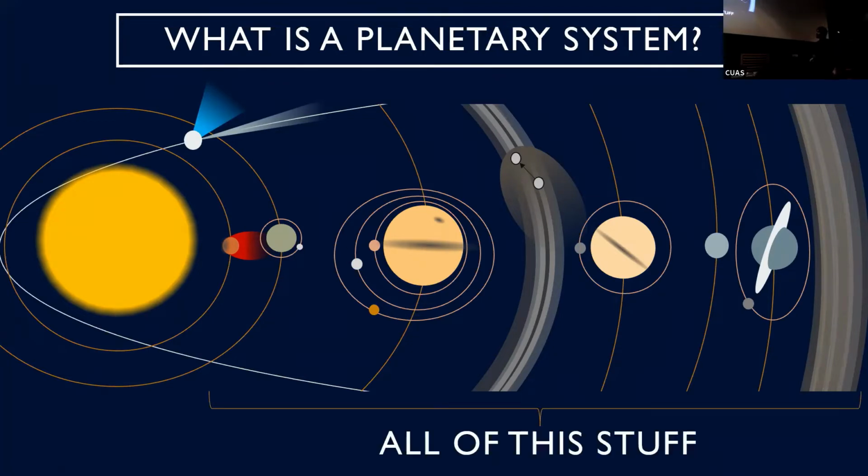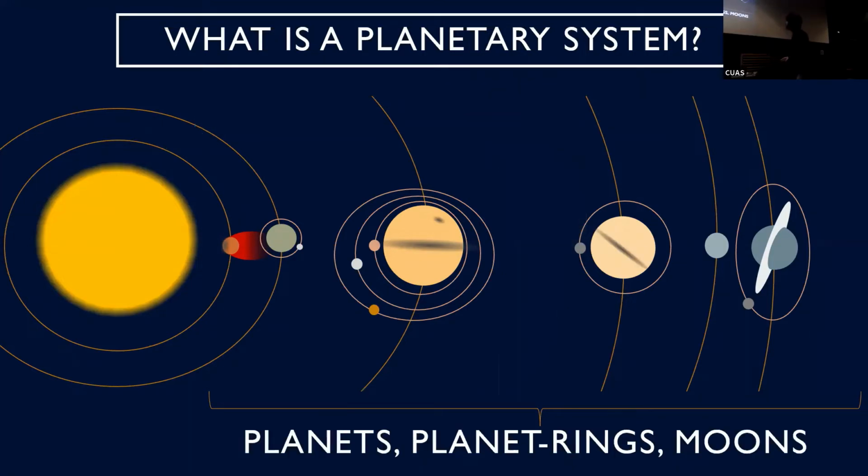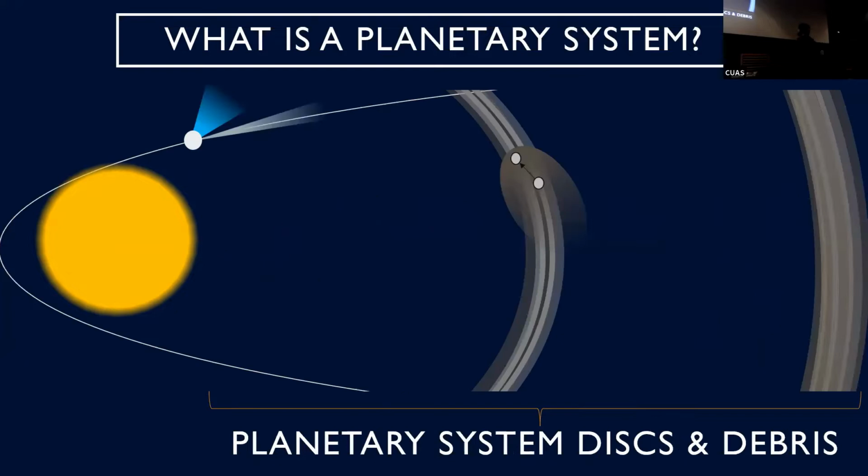So all of this stuff is what I'm talking about when I'm referring to a planetary system. So the planets, the planet rings, the moons, and then the planetary system disks and debris. And I'll focus a bit more on this stuff later in the talk.